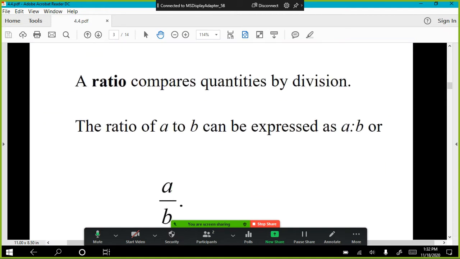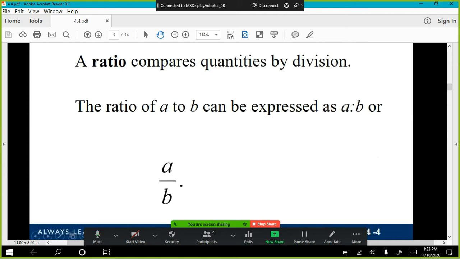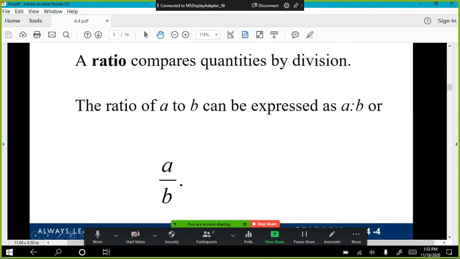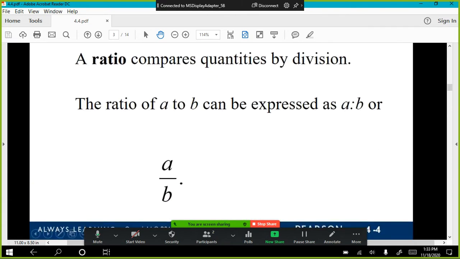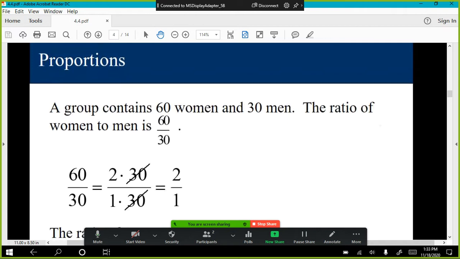So a ratio basically is comparing two quantities by division. Most of the time we write it as a fraction. You can use the word "to," or you can use colons. A to B can be expressed as A to B or A over B. That's a ratio, just a single thing, no equal sign, one fraction, comparing two things by division.